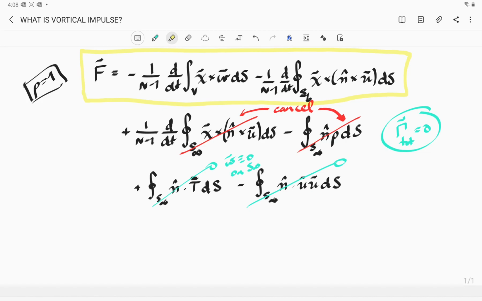We have this useful starting point for a large class of unsteady, unbounded, incompressible flows.